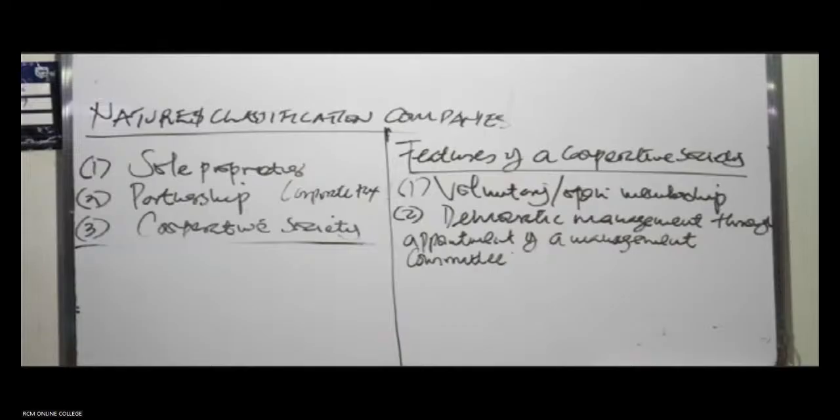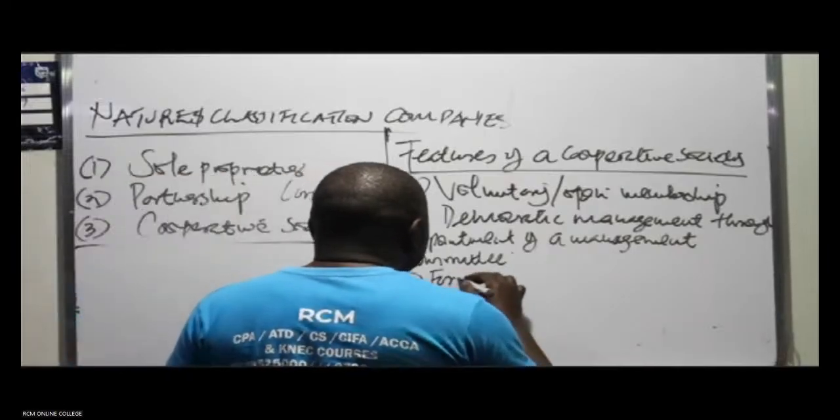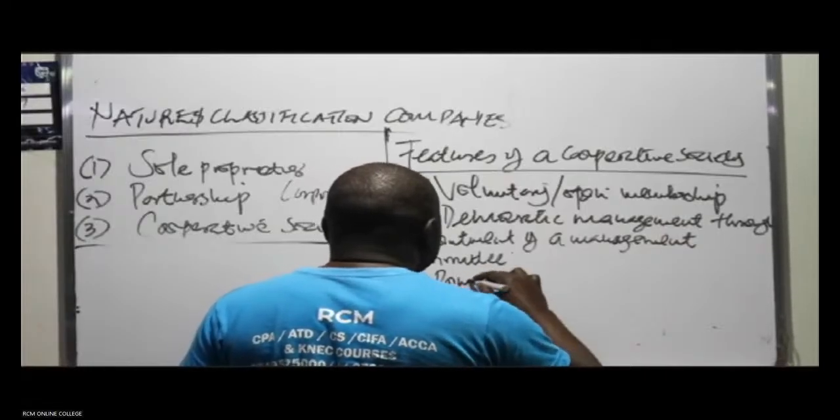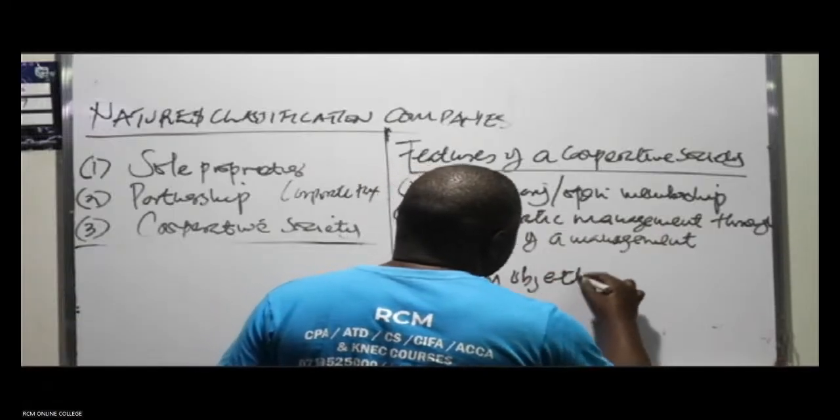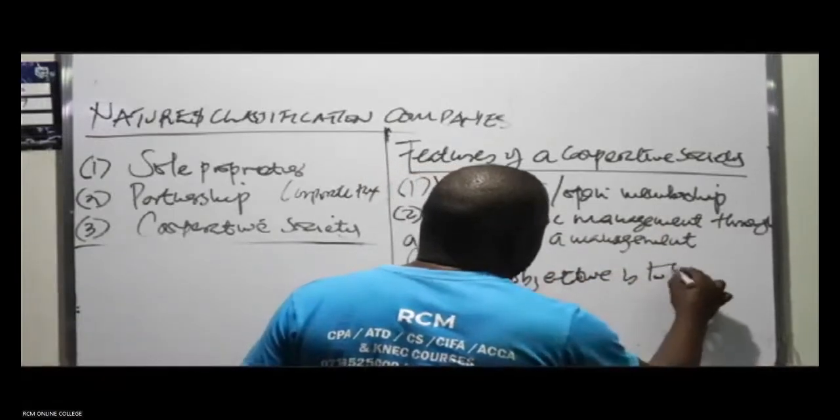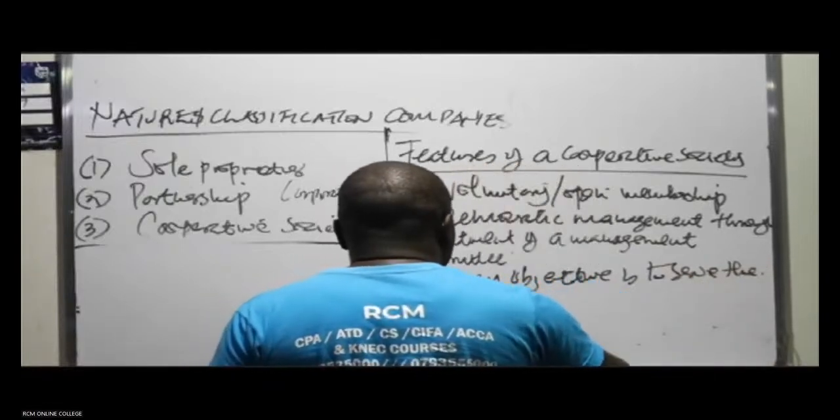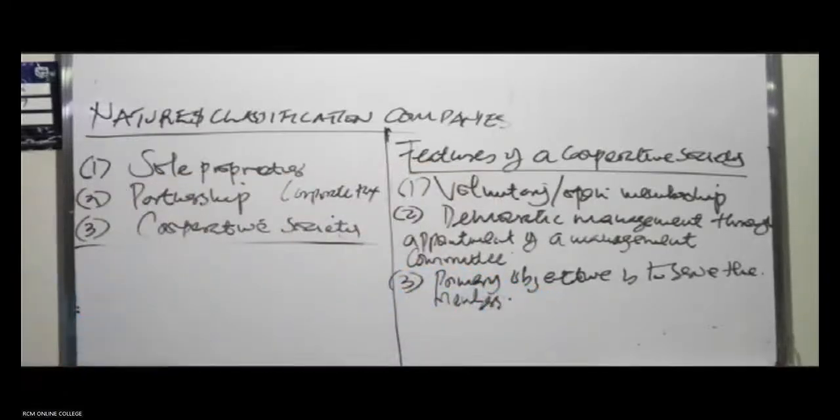They are formed for the well-being of the members. So the primary objective is to serve members. The primary objective is to serve what? The members. The primary objective is actually to serve the members. And you people are bringing in points very quick and very fast.